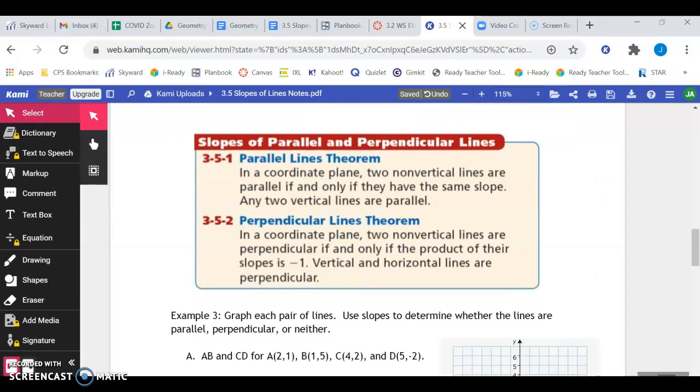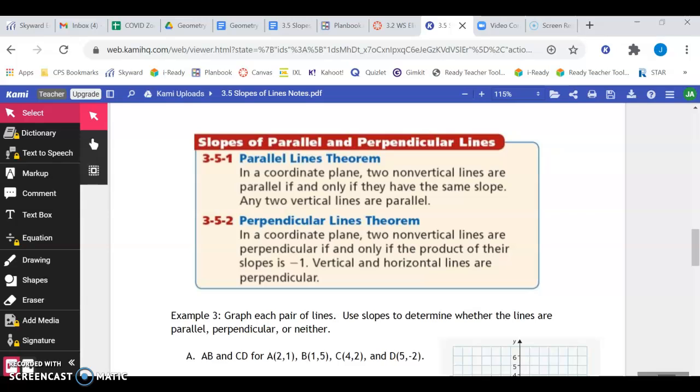All right, a couple of theorems here. The parallel line theorem says that in a coordinate plane, two non-vertical lines are parallel if and only if they have the same slope. Any two vertical lines are parallel. So if you have two straight up and down lines, those are automatically parallel. If you have lines that are slanted, we have to find the slope of those, and if they're the same, then we prove that they're parallel.